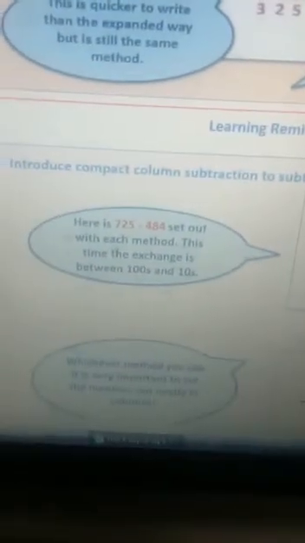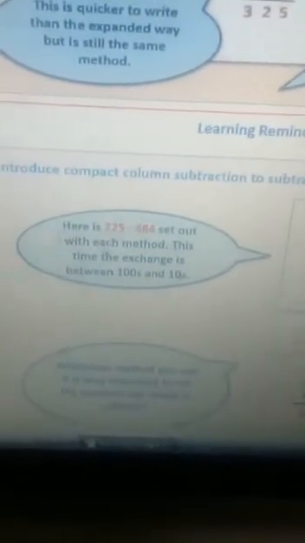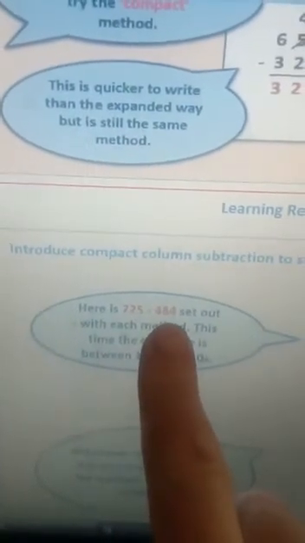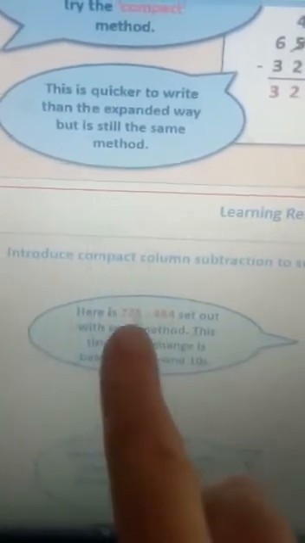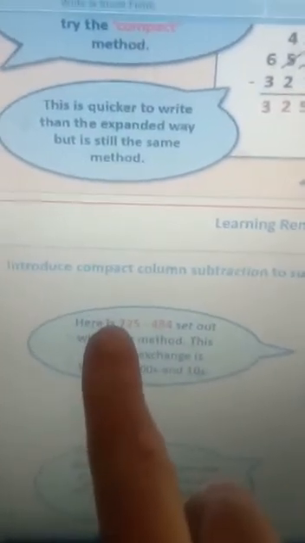Here again, if you look at the numbers 725, 484, the main idea is to look at the units and to see which ones need exchanging. So do the ones need exchanging? We've got 5 and 4. No. 2 and 8 in the tens. Yes, because 2 is lower than 8. And in the hundreds, 700 and 400, no exchange there.